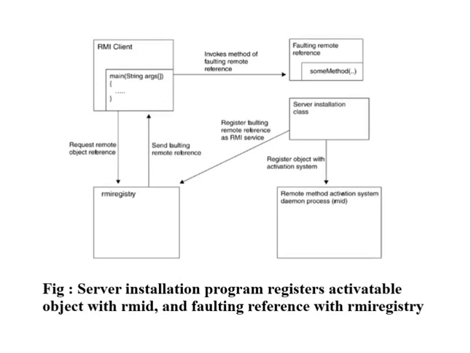When the faulting reference is invoked, it checks to see if it already has a server reference. The reference will be null the first time it receives a call, indicating that a server must be activated before it can be utilized. It uses the RMID program to establish a new server instance, and then it forwards the call to the newly active object.